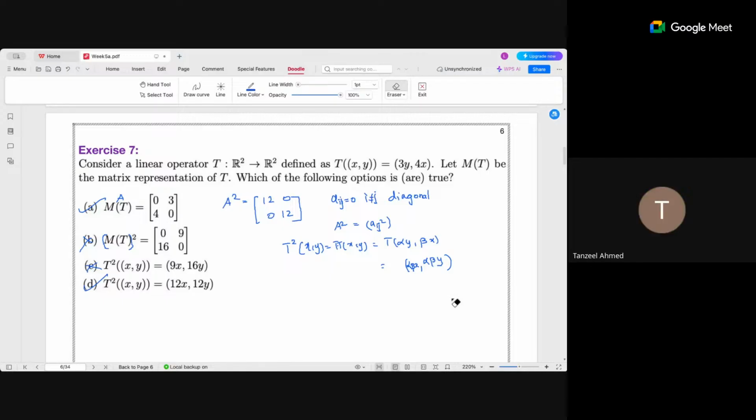Sorry, what is meant by a scalar matrix? All the diagonal entries are same. A diagonal matrix where all diagonals are same. Okay, so like 12, 12 we have. So it is a multiple of the identity matrix.